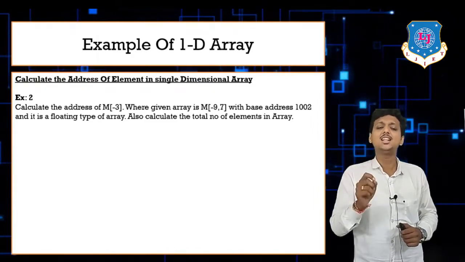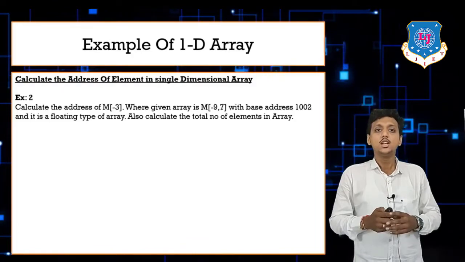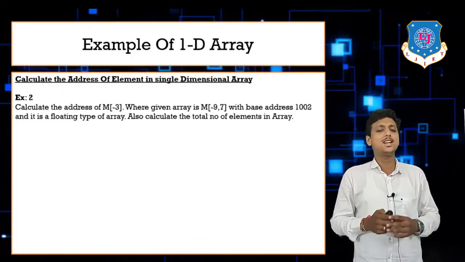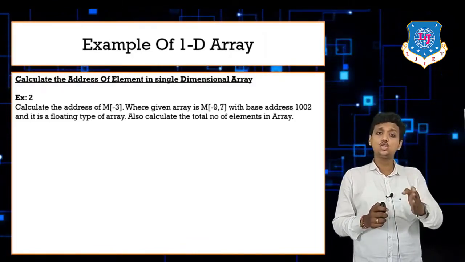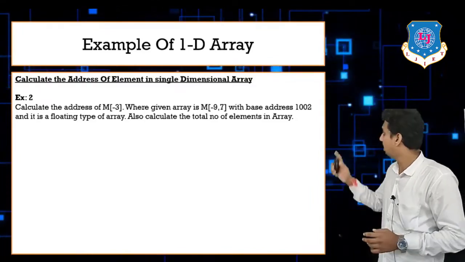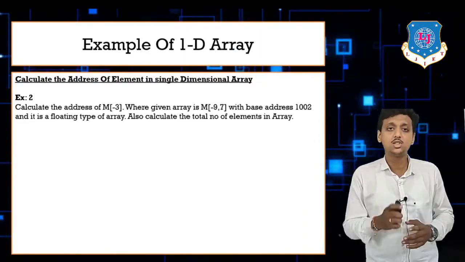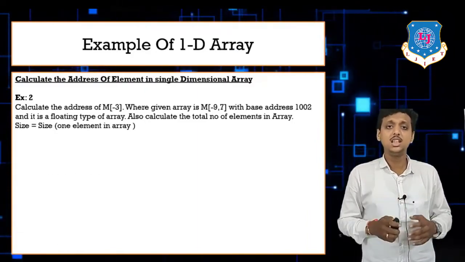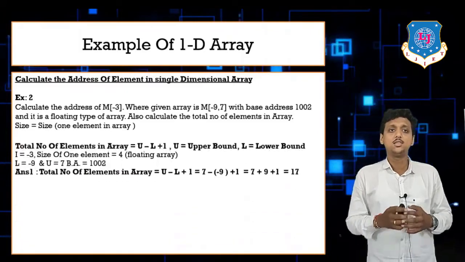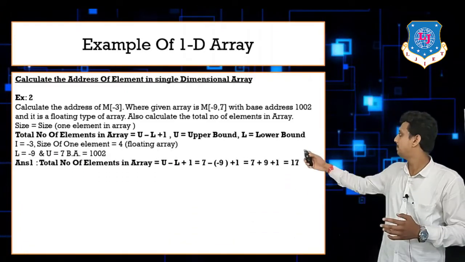Students, the array type is also given, it's a floating type array. Also calculate the number of elements in the array. So we need to also calculate the number of elements in the array. In this question, we have each and every data, so just put it down in the elements formula. The formula is: total number of elements in array is U minus L plus 1.